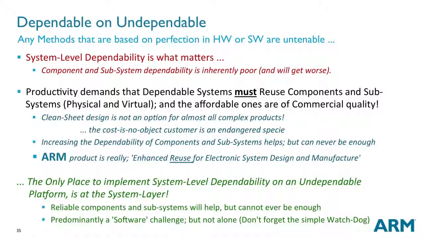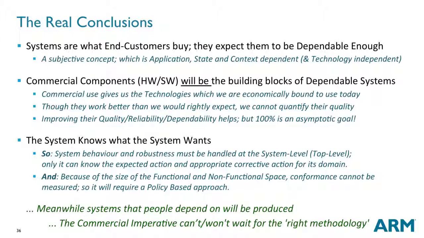It has to look for not only expected behavior, but non-expected behavior as well. You can't just design for functionality anymore. You've got to design for non-functionality, for other aspects which are important parts of it. So the conclusions then. Systems are what end customers buy. They expect them to be dependable enough. They don't really care if their anti-lock braking system doesn't work when they're not using it. Commercial components will be the building blocks for dependable systems. Get over it. I don't know how we're going to do it, but that's the challenge.